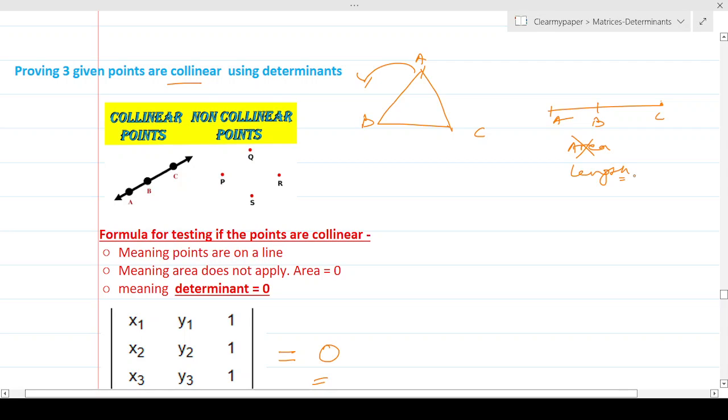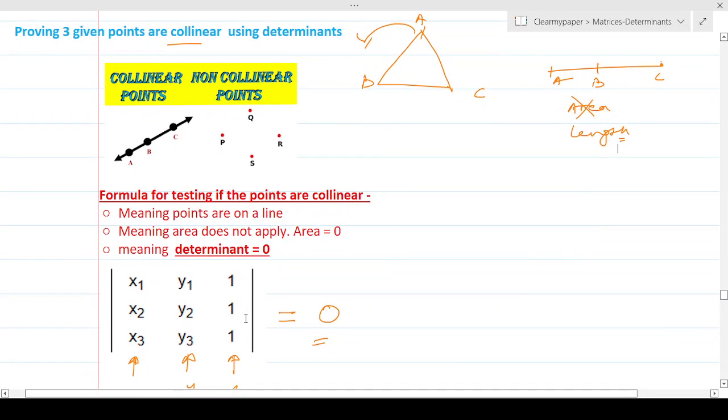So if the 3 points given to you are collinear, then the determinant of the 3 by 3 matrix formed in this composition is 0. Alternatively, if there are 3 points given to you and the determinant formed in this fashion is equal to 0, that means the 3 points are on the same line, or collinear. That's what it means. So this is another small kind of problem where you might get an exam question to prove whether points are collinear or not, and you can prove that.